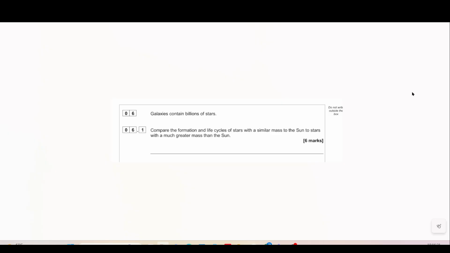So for similarities, I write here similarities. All stars begin in a cloud of gas and dust, which is called a nebula. And then gravity pulls the gas and dust together to form a protostar.